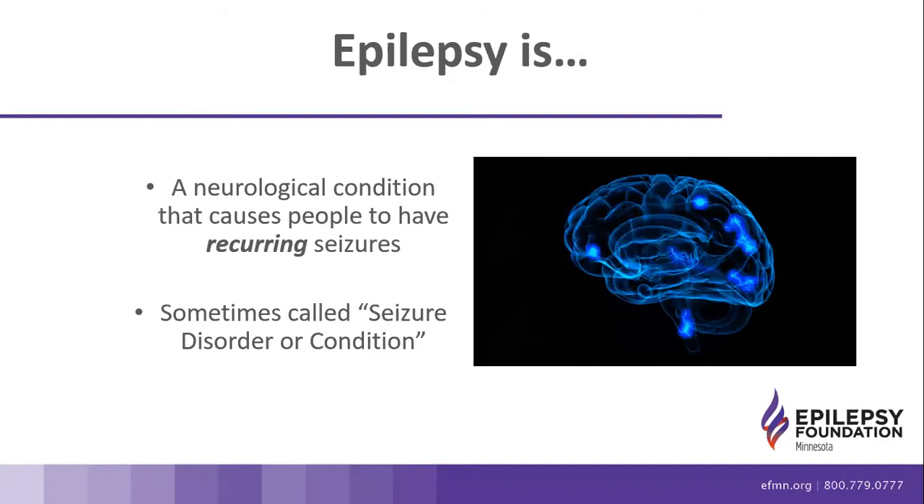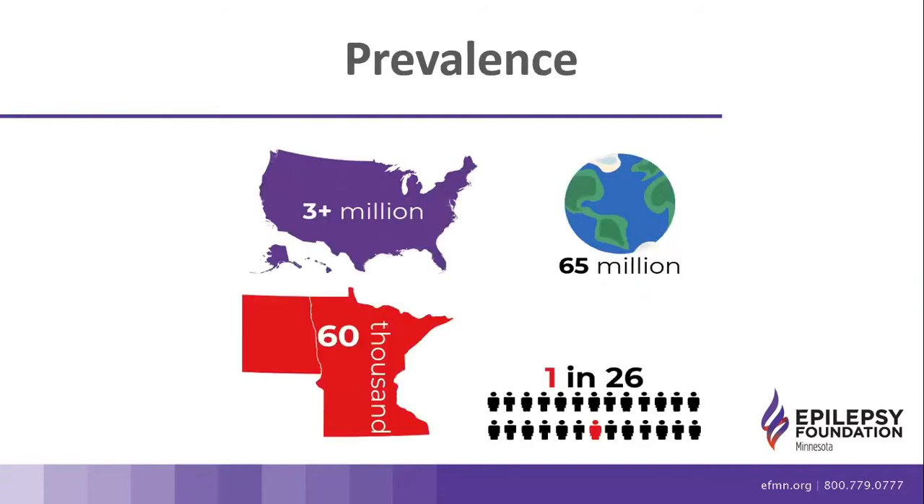It's also called a seizure disorder or a condition. So epilepsy is a neurological medical condition. It occurs very frequently. As you look at our diagram here in our graphics, you'll see 65 million people in the world, 3.4 million people in the United States, about 60,000 people in Minnesota and eastern North Dakota. Or if you like to look at that 1 in statistic, we know that 1 in 26 people will be diagnosed with epilepsy at some point in their lifetime.